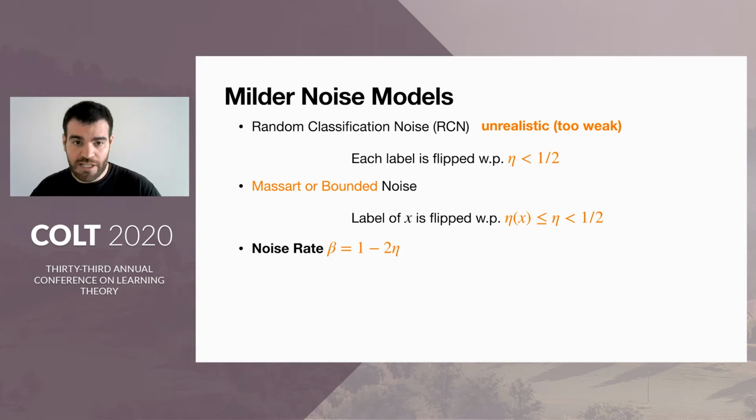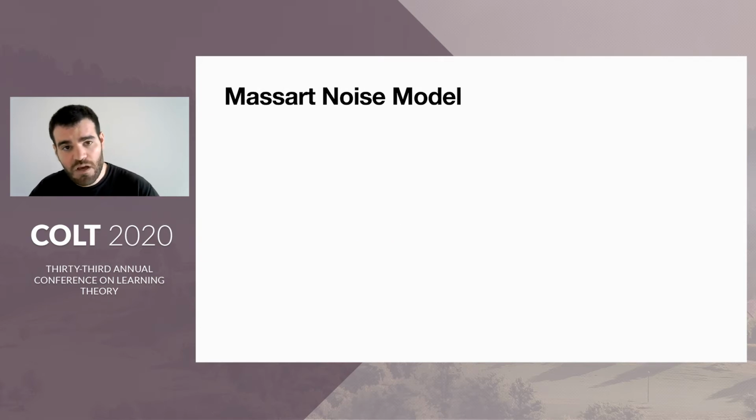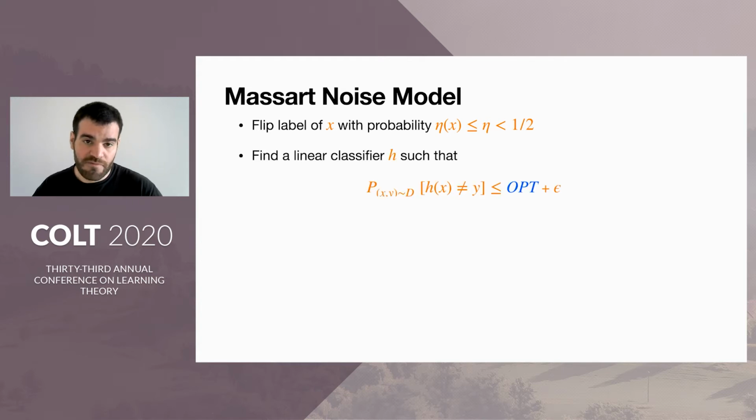Now the crucial difference between this model and the random classification noise model is that the flip probability depends on the specific point x. It's not the same for everyone. And this is what makes this model much more interesting. So we start with a half space, and then we flip the labels of the points with probability eta of x. The goal is the same as before. We want to find a linear classifier that has error opt plus epsilon.